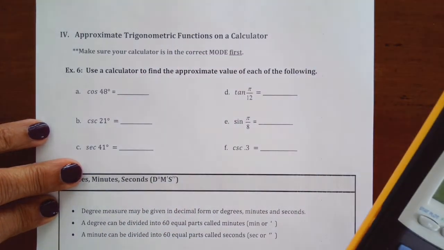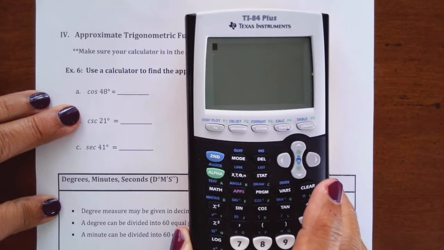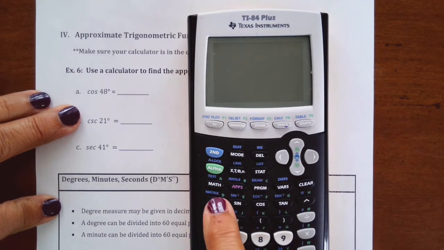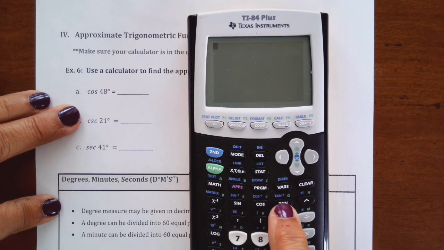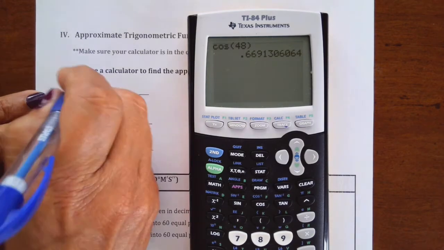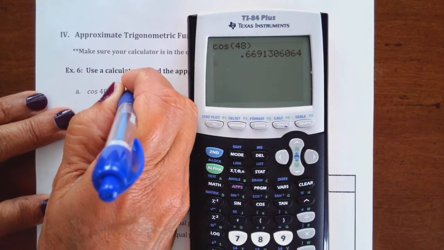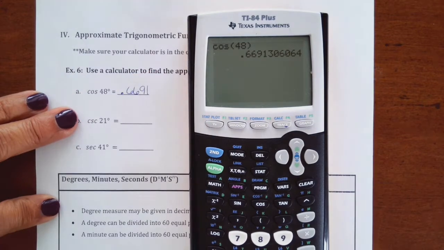So we're going to round, let's say, usually with trig you round 4 places. So let's do the cosine. So here's your trig function, sine, cosine, and tangent. So we're going to do the cosine of 48. You don't have to put the degree symbol in because you're already in degree mode. So we would write that as 0.6691. Okay, so round them 4 places.